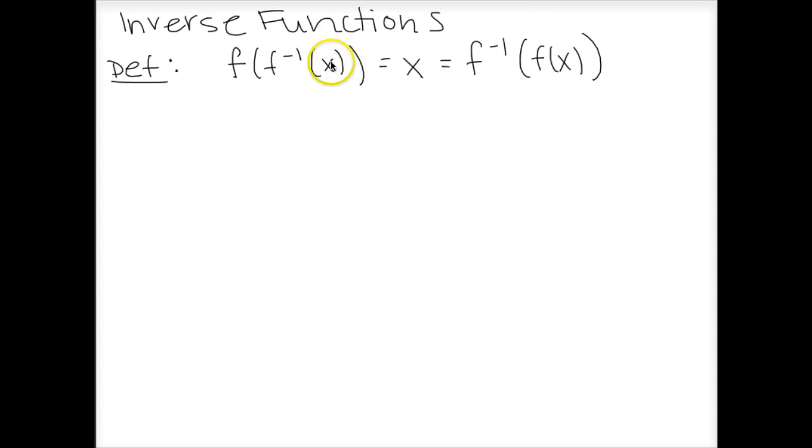So when I perform whatever this inverse function is on x, and then take that answer and put it into my original function, it undoes whatever the inverse did, because I get back exactly what I put in. So by definition, inverse functions, both compositions, which is what these are, of the original and the inverse, should equal out to x. So that's our definition.